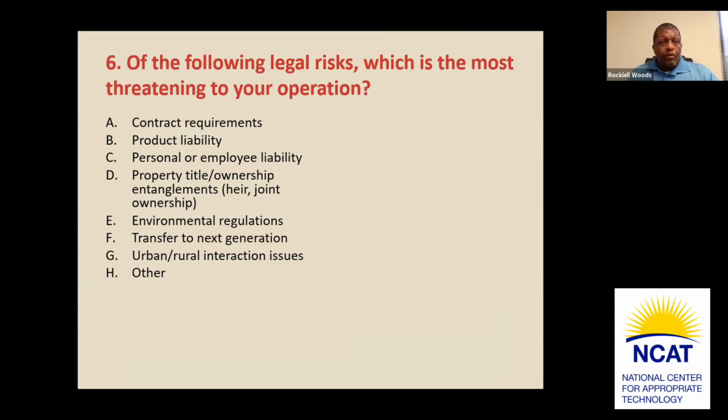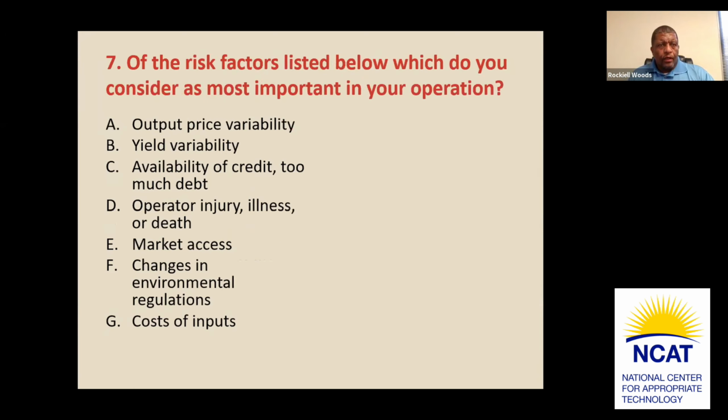And the following legal risks, which is most threatening to your operation: is it that you don't have proper contract requirements, product liability, personal or employee liability, a property title or ownership entanglements, whether it be by heir or joint ownership, environmental regulations? Do you have something in place to transfer to the next generation, or urban-rural interaction issues? These are all legal risk issues that can be threatening to your operation. Here are the other factors to consider.